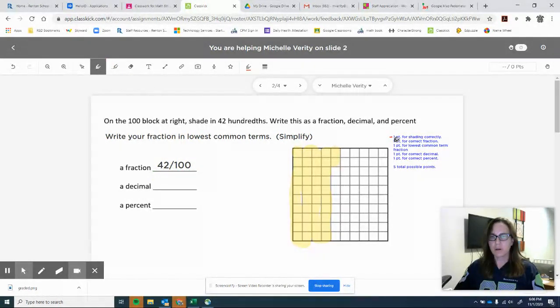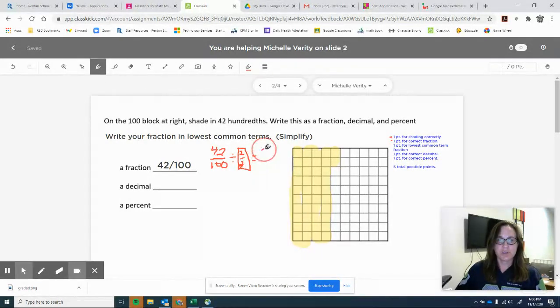All right, so I have that part now. I'm going to mark 1 point, but then the next part says 1 point for the lowest common term fraction. So that means taking this 42 hundredths and simplifying it to its lowest common term. Well, right away, I'm noticing that they're both even numbers. So I'm going to divide both by the giant 1 of 2 over 2. So 2 over 2. I don't have a fun stylus. I'm using a mouse. It's kind of weird.